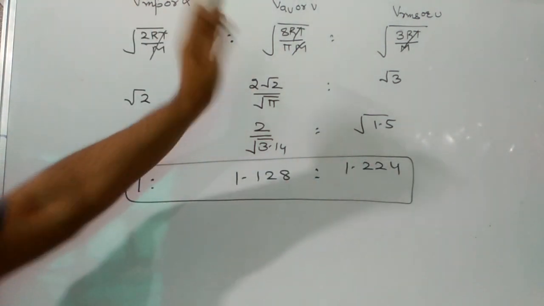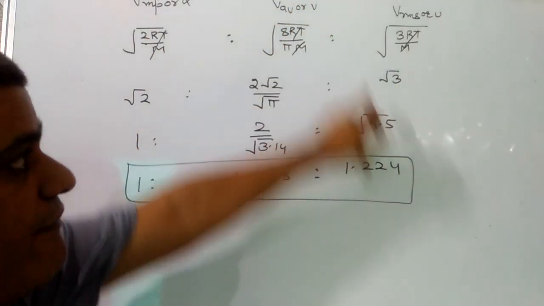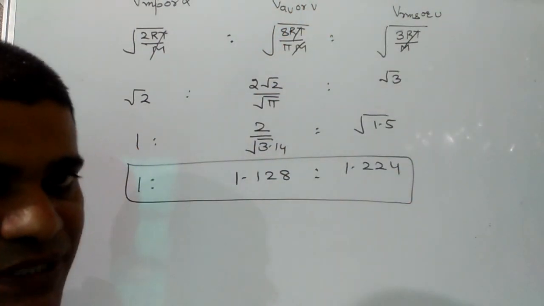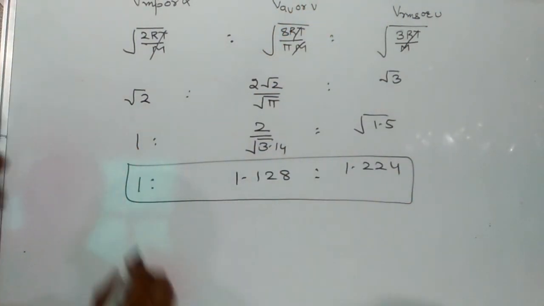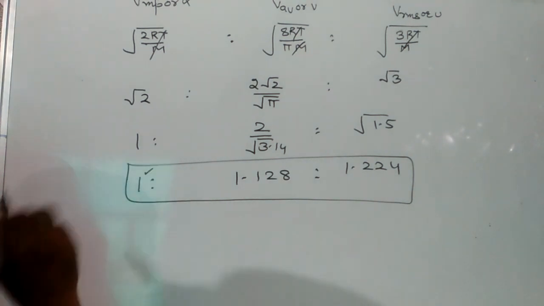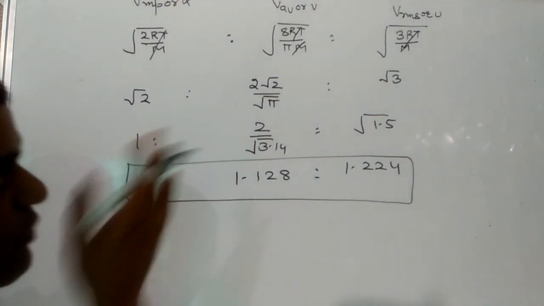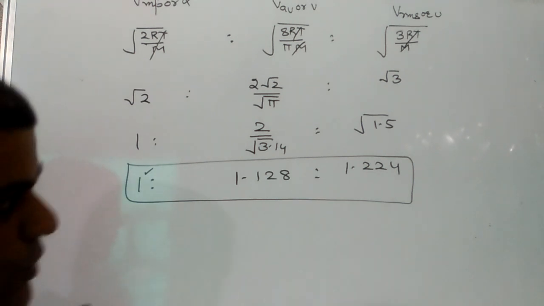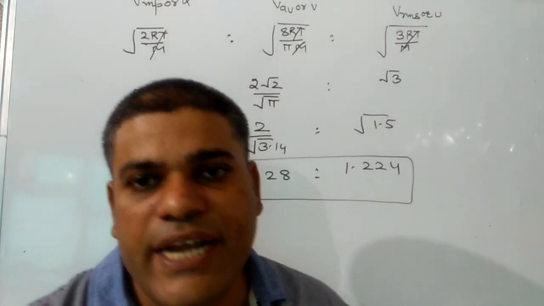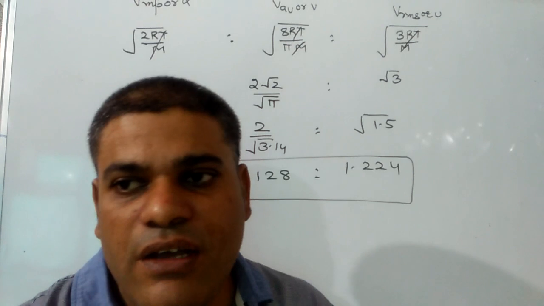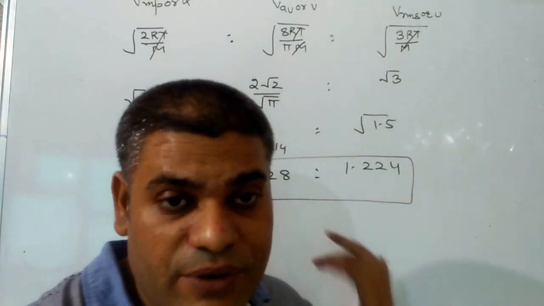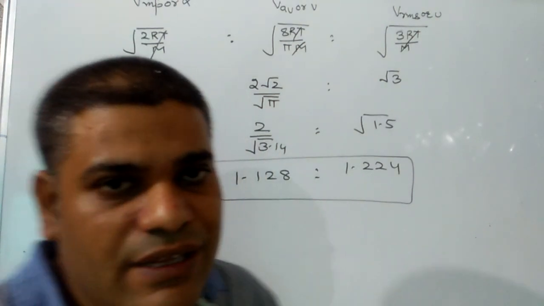Root mean square velocity, most probable velocity, and average velocity. They are related such that if most probable velocity is 1, then average velocity should be 1.128 and root mean square velocity should be equal to 1.224. It is a very important topic for your numericals. Now I am going to discuss a few numericals.